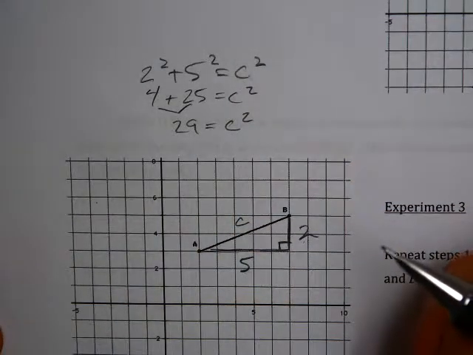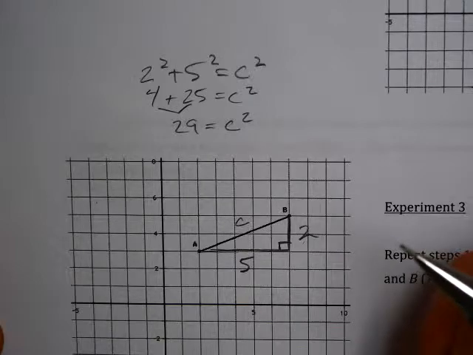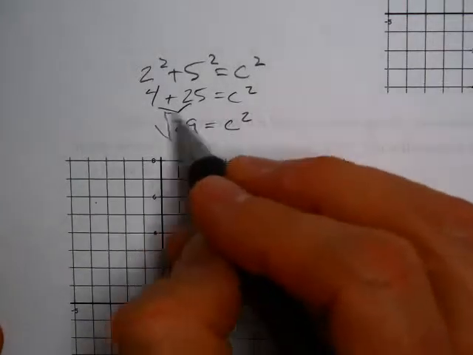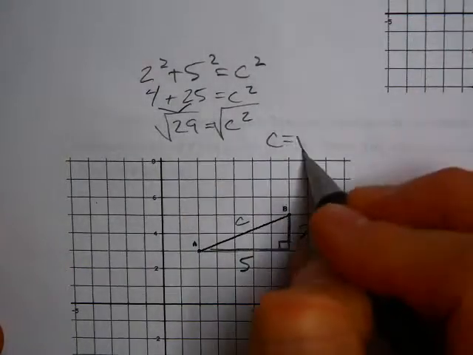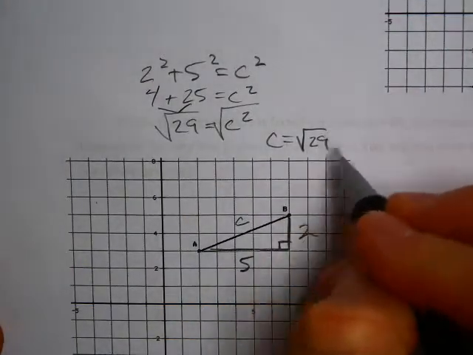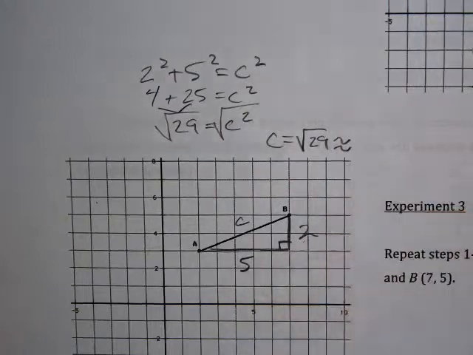I want you to go to the hundredth. 5.38 something. So what's the exact value? C equals the square root of 29. That is the exact value, which is about, let's see.